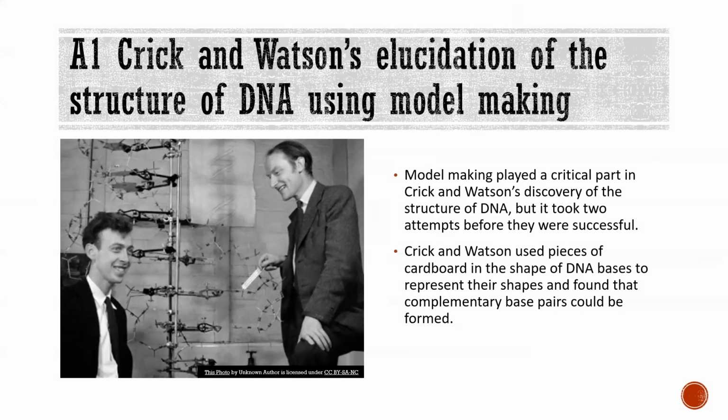Now, model making played a vital part for Crick and Watson's discovery of the structure of DNA, but it took 2 attempts before they were successful. Crick and Watson used pieces of cardboard in the shape of DNA bases to represent their shapes and found that complementary base pairs could be formed. So they were literally working on a puzzle and made this discovery.